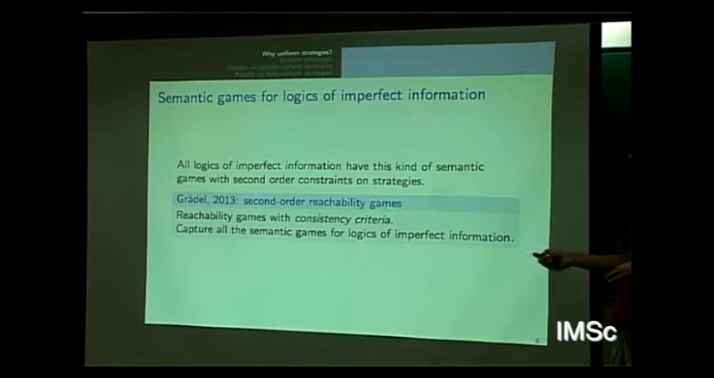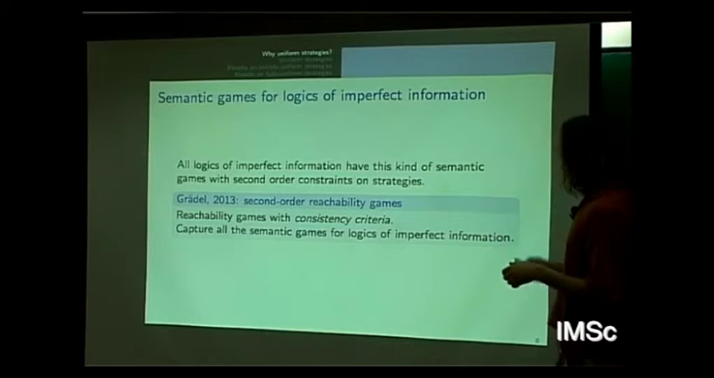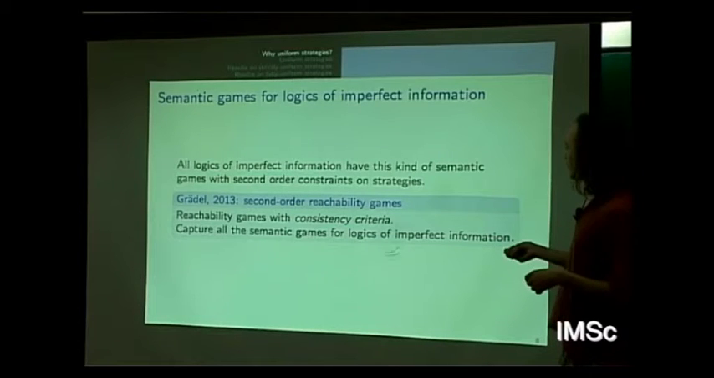defined a notion of second-order reachability games in order to try to study at once the properties of all these particular games that they obtain by adding these ad hoc constraints on strategies for capturing the semantics of the various atomic formulas. And there he uses something called consistency criteria, which will be an instance of what we call uniformity.